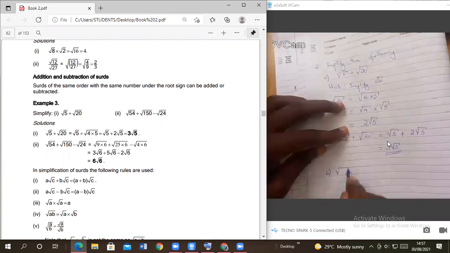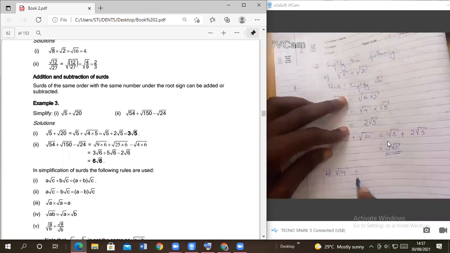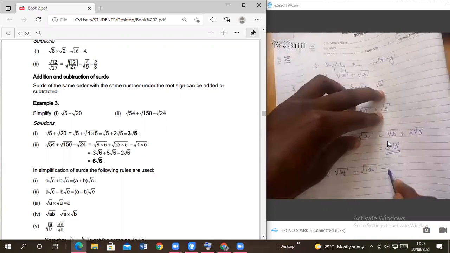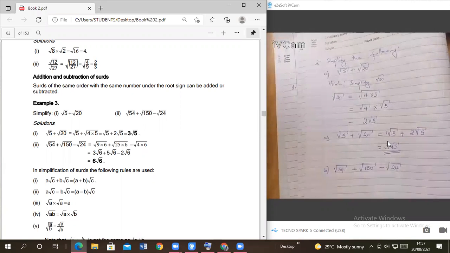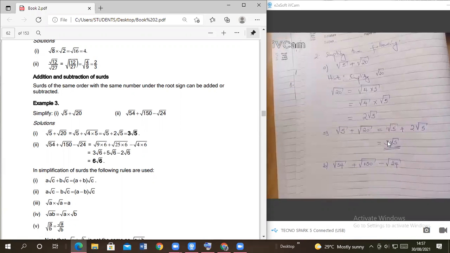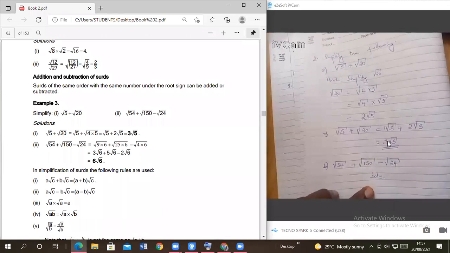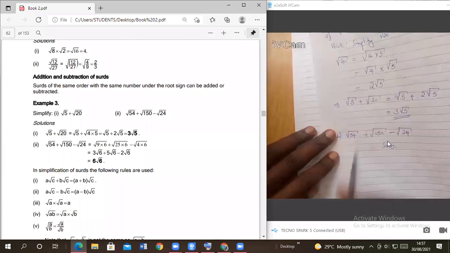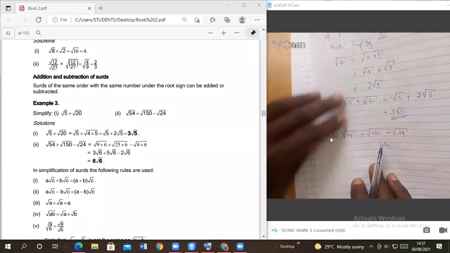We have root of 54 plus root of 150, take away root of 24. Let's work this out. So let's start by simplifying each of them. Let's start by simplifying root of 54.